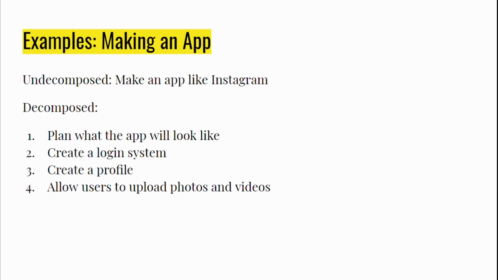This would be a real life scenario. And the undecomposed problem, we could say we're trying to make an app like Instagram. We can then decompose this into more manageable, smaller, less complex steps. So first of all, a planning stage, we could plan what the app will look like. Step number 2, create a login system, then create a profile, and then it could be allow users to upload photos and videos. So you can see how we are indeed splitting it down into different parts and making different parts of the app in each step.